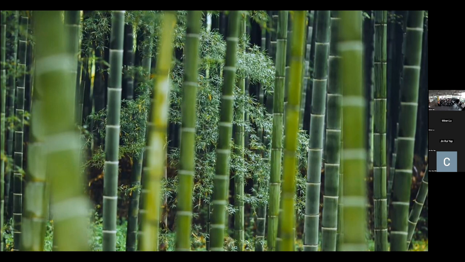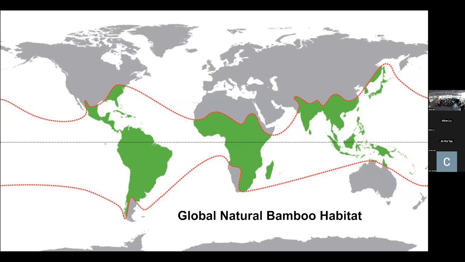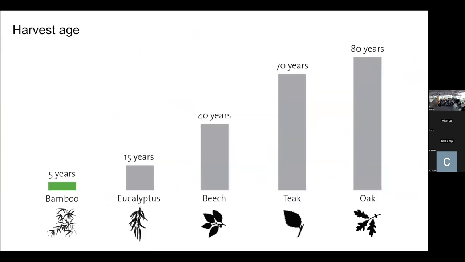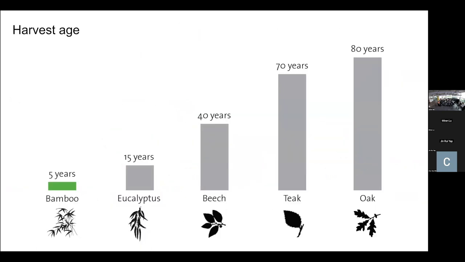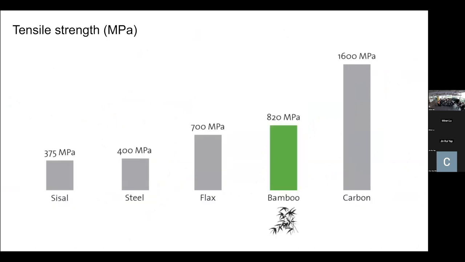So bamboo, as you know, grows very, very fast and is available almost all over the continents: Asia, Africa, Latin and Central America. If you compare it to timber-based products, bamboo grows in less than 4 to 5 years. But if we talk about timber-based trees, for example, some of the most prominent ones like teak, we need at least 70 years. So in terms of renewability, in terms of resource scarcity, bamboo would have answered the question.